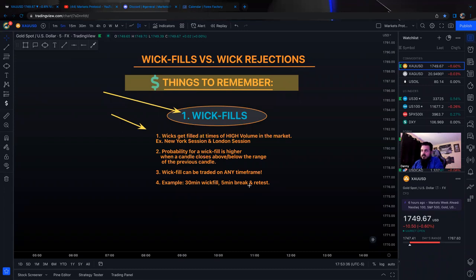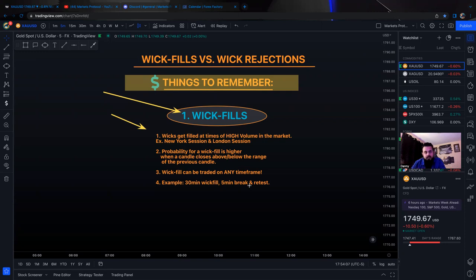Wicks get filled at times of high volume in the market. For example, when you are trading in New York session, could be pre-market New York, could be NY open session, could also be going into New York Stock Exchange open. So this is a time where price is moving with a lot of momentum. There's high volume in the market, and whenever price is leaving a wick to the upside or downside, depending on the trend, you can expect that wick to be filled. Okay, so that's the simple idea behind Wick fills.